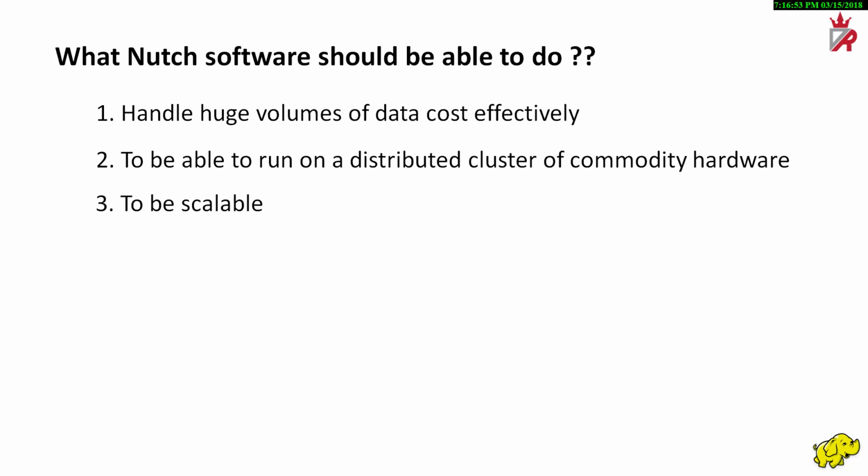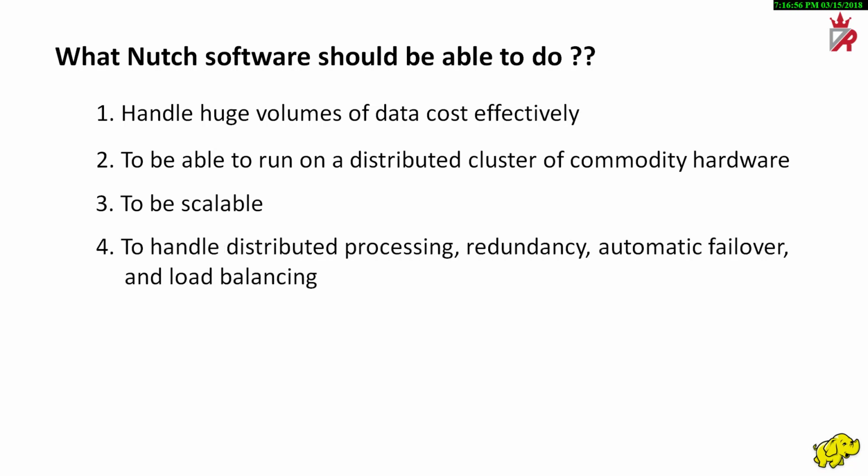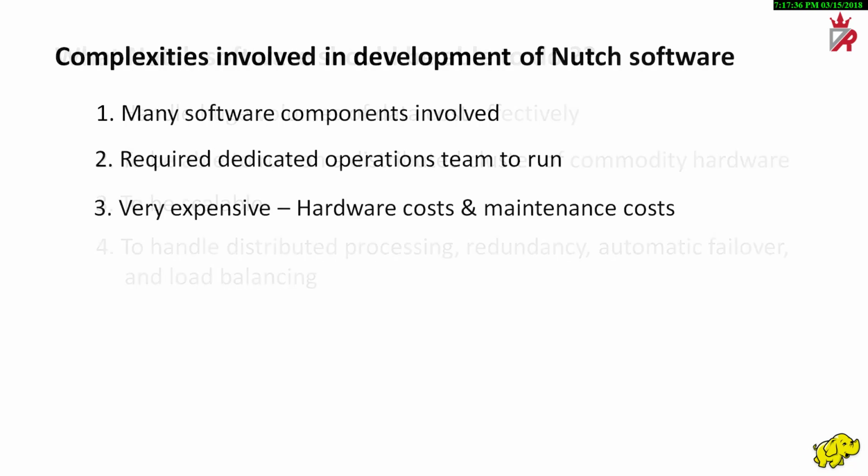Nutch needs a layer to handle distributed processing, redundancy, automatic failover, and load balancing. These challenges are by no means ordinary. They started designing something that could scale up to 4 to 5 machines, but they needed a more reliable system in place. Building a web search engine from scratch was a very ambitious goal.